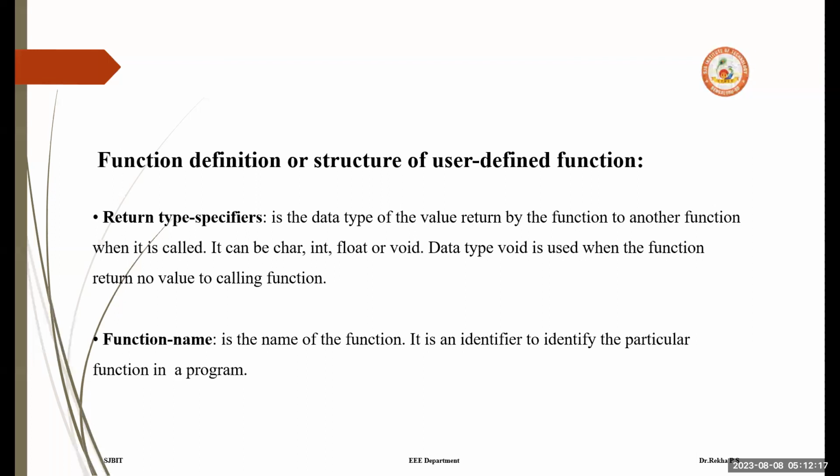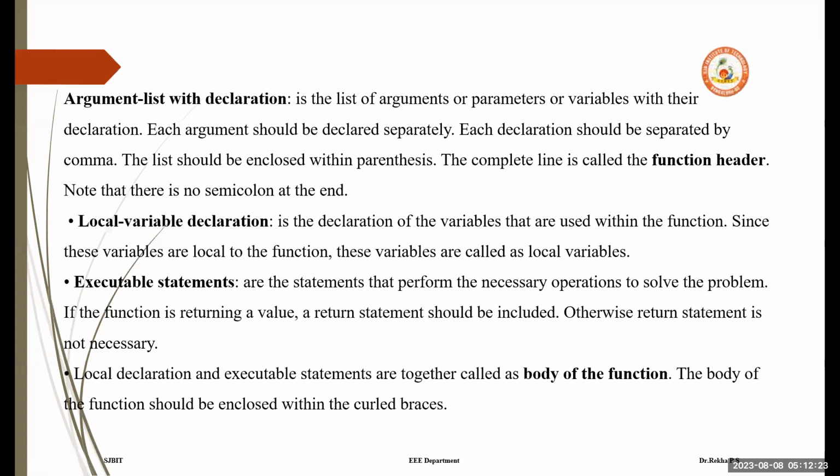Function name is the name of the function. It is an identifier to identify the particular function in a program. Argument list with declaration: it is the list of arguments or parameters or variables with their declaration. Each argument should be declared separately. Each declaration should be separated by a comma. The list should be enclosed within parentheses. The complete line is called the function header. Note that there is no semicolon at the end.